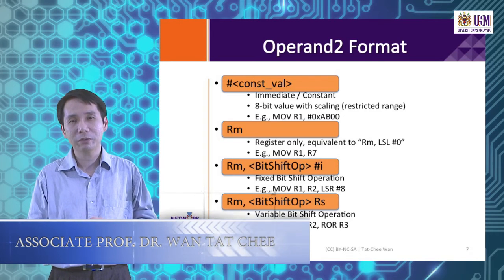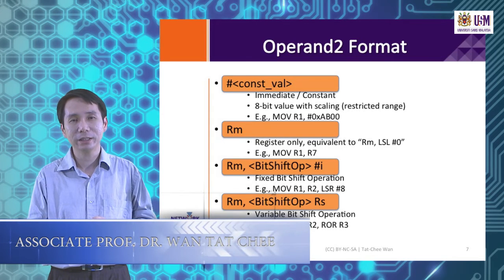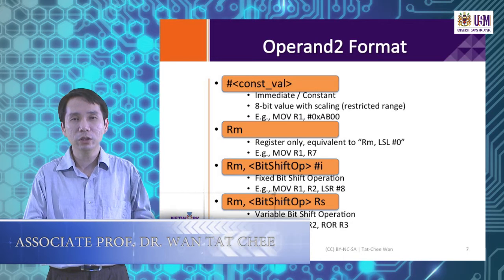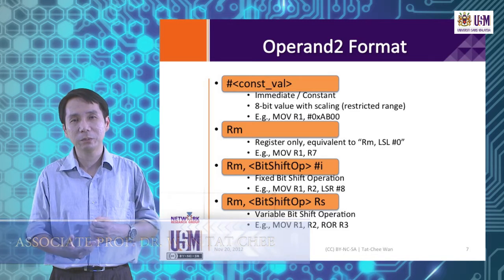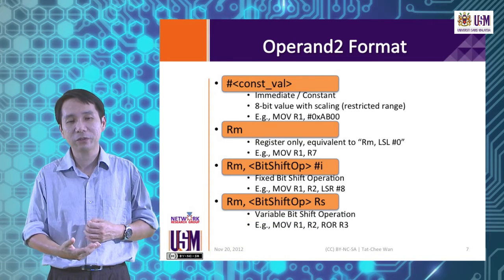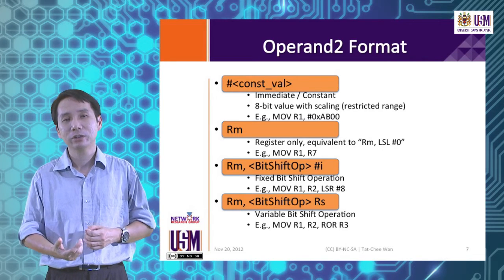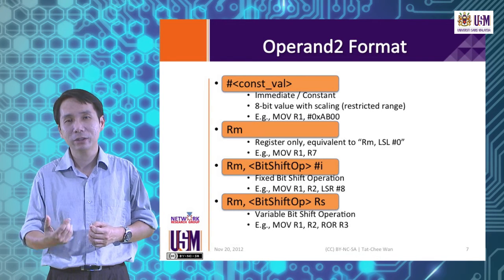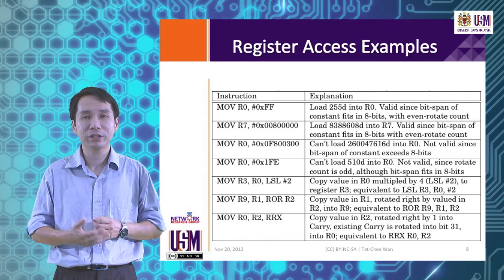An example of this is MOV R1, R2, LSR #8. So what happens here is that the register 2 value is shifted right by 8 bits before it is copied into register 1. The final version allows us to have a flexible or variable bit shift. So we specify the number of bits to shift in a register Rs. An example of this is MOV R1, R2, ROR R3, rotate right, using the value in R3 as the number of bits to shift. Here we look at some more concrete examples of register access.